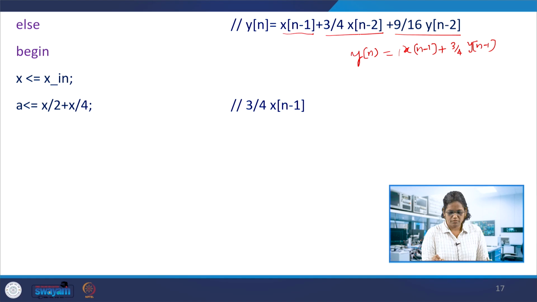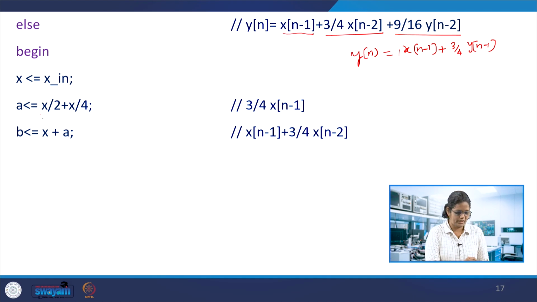So this one we have made 3 by 4 xn minus 1 in the next stage, store it, and then that x we have to delay anyway one time. So this is x plus xn minus 1, this is the first portion, plus 3 by 4 xn minus 2, which is over here. So a is x of n minus 2, so x plus a would be giving this particular addition. So x of n minus 1 plus 3 by 4 x of n minus 2, because this would be delayed once. Again, because of the non-blocking, one more flip flop is added in this stage.